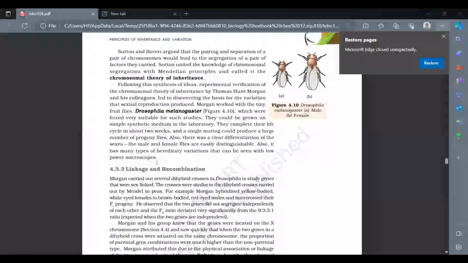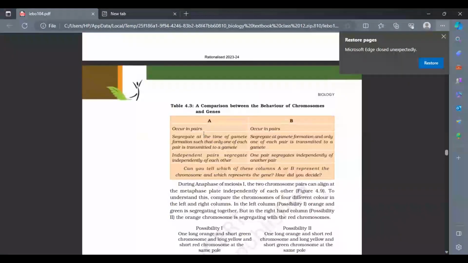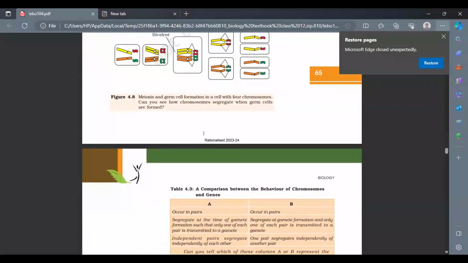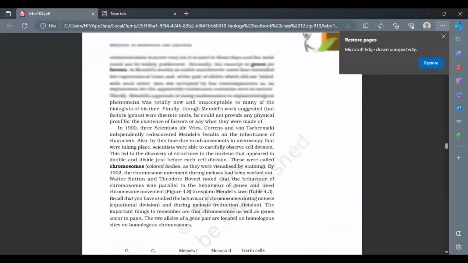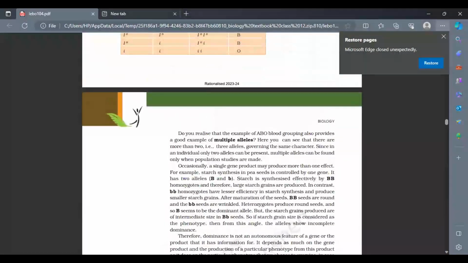Let us continue from where we left yesterday. Yesterday we discussed the monohybrid cross and the laws of Mendel. When we talk about the monohybrid cross and the laws of Mendel, we talk about two different types of laws. One was the law of dominance. When I'm talking about the monohybrid cross, the law of dominance comes into the picture.